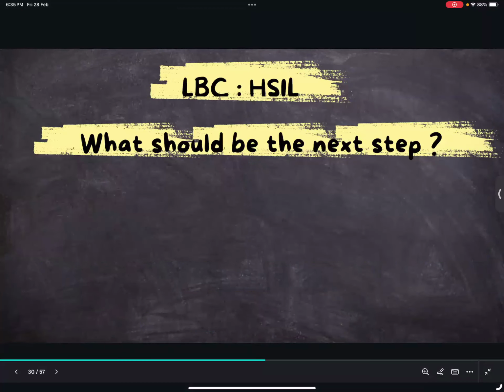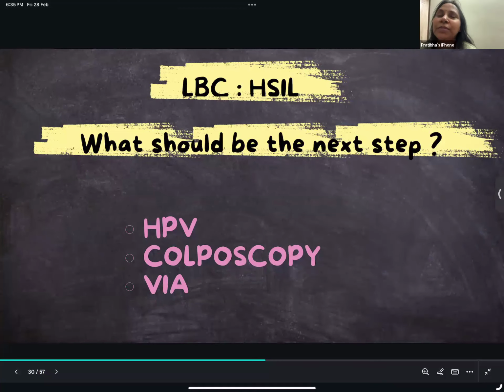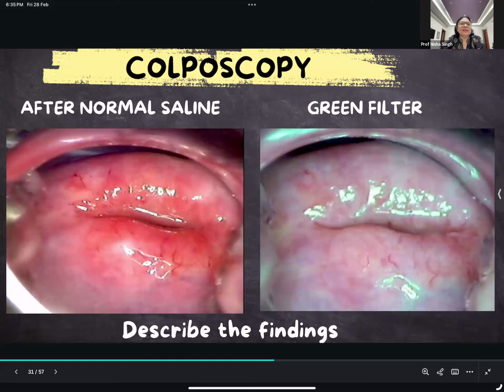So what should be the next step in this case? I will go for a colposcopy for her. I know it's very straightforward, but the moment we have a report of HSIL, we should straight away go for colposcopy. Yes, that's the message. So let's see the colposcopy findings.